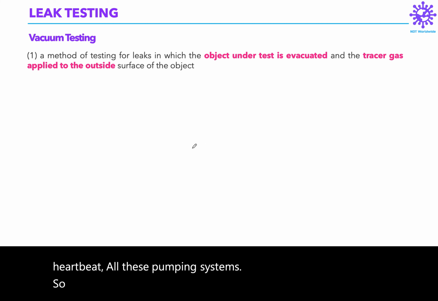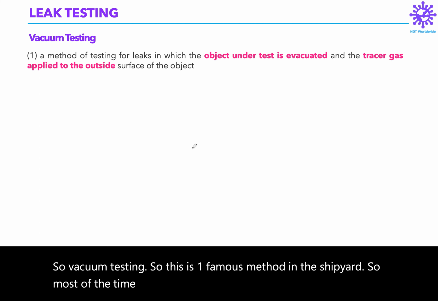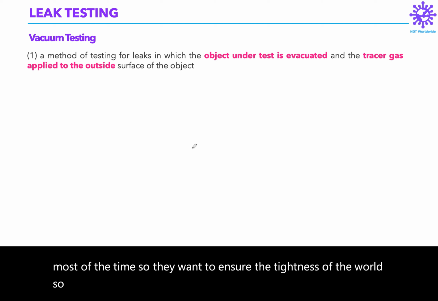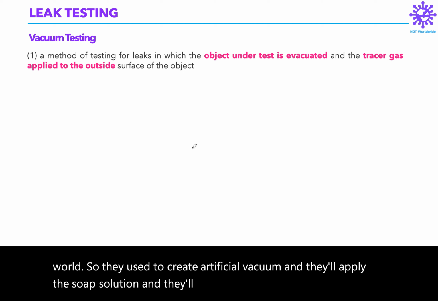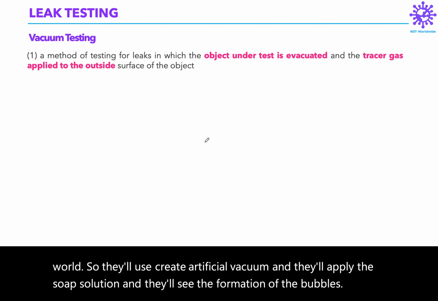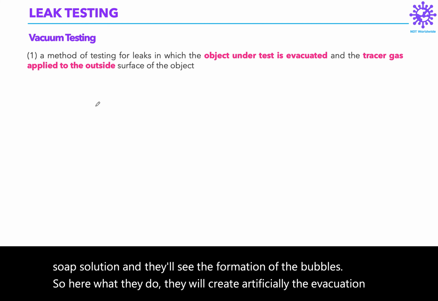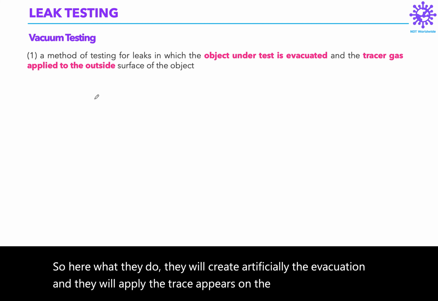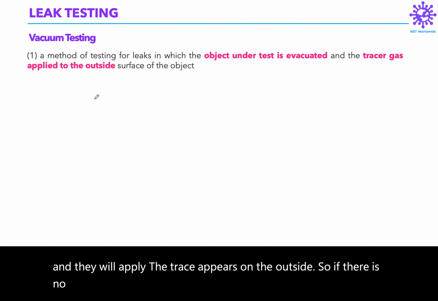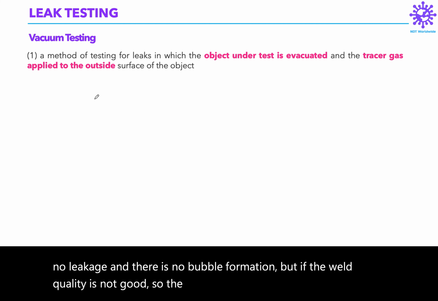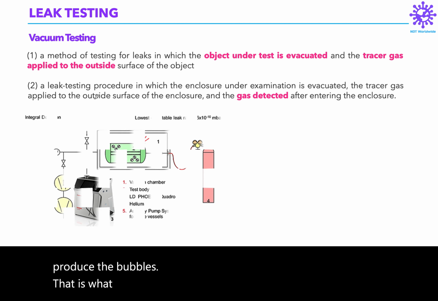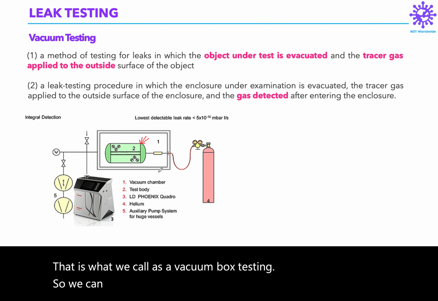Vacuum testing is one famous method in the shipyard. Most of the time they want to ensure the tightness of the weld, so they create an artificial vacuum and apply a soap solution, and they see the formation of bubbles. They artificially create the evacuation and apply the tracer gas on the outside. If there is no leakage, there is no bubble formation. But if the weld quality is not good, the air is leaking, and it will produce bubbles. That is what we call vacuum box testing. You can see here, create artificial vacuum.